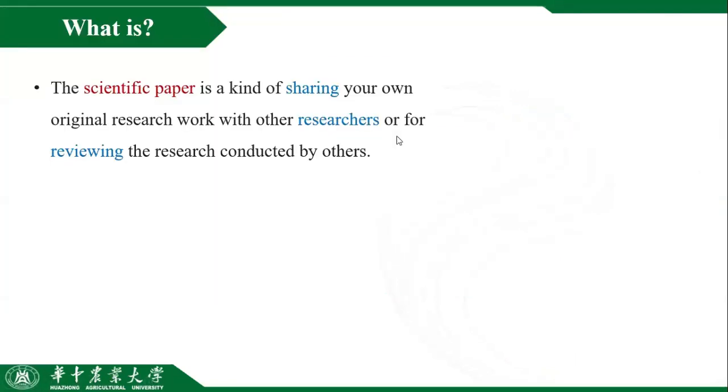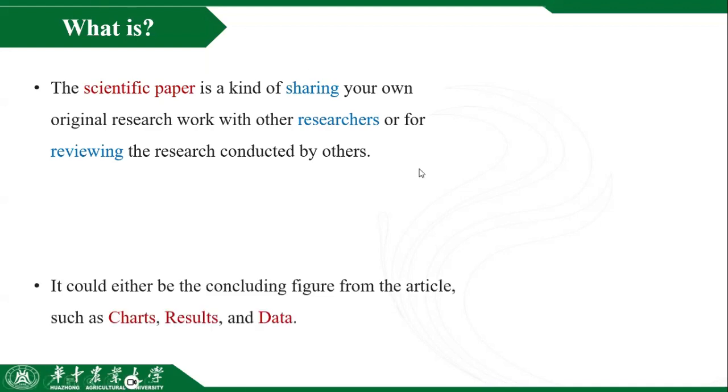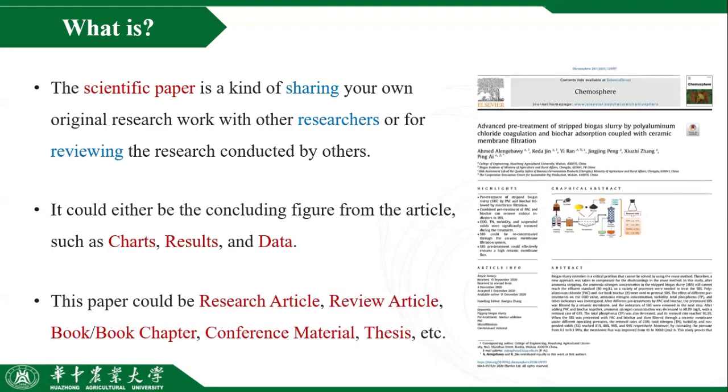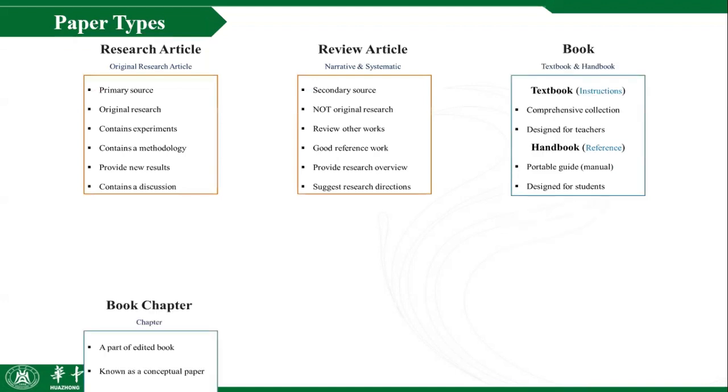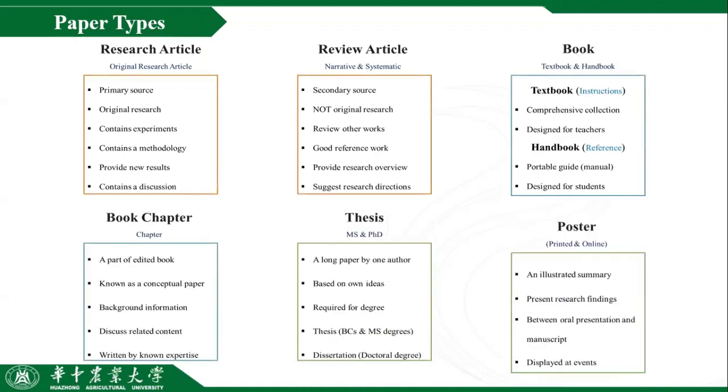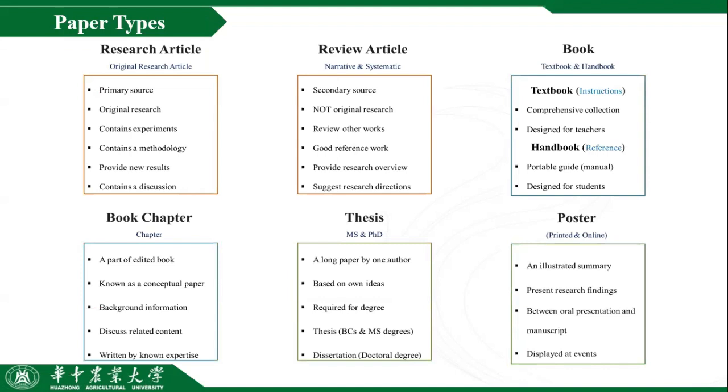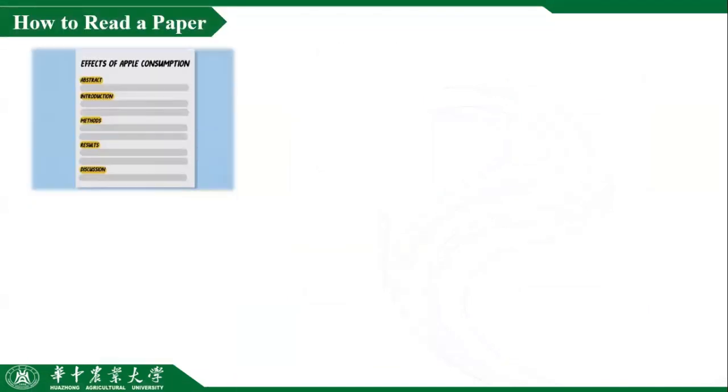So last session, we just defined the research articles and we divided them into different types: research article, review article, book chapter, thesis, and finally poster. And we differentiated between different types of sources, like primary sources and secondary sources, and how to use each material when you write your research paper or review paper.